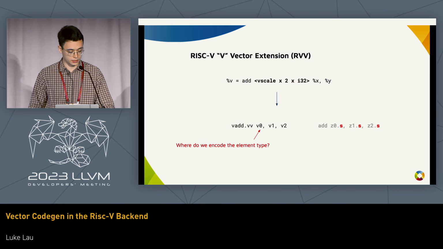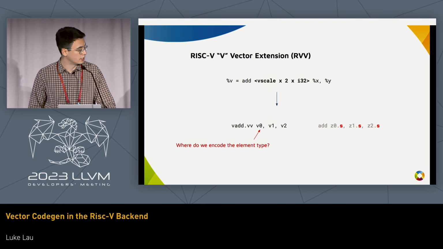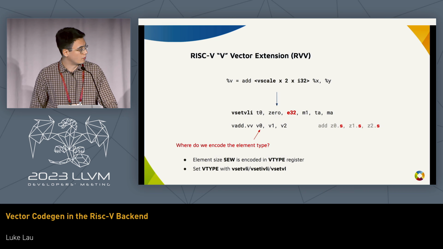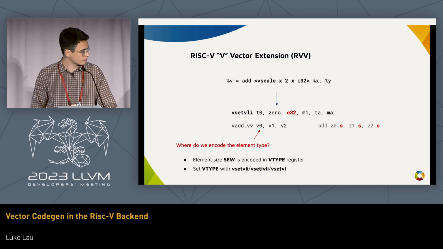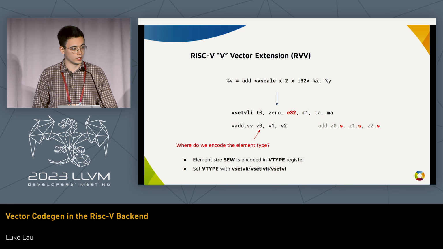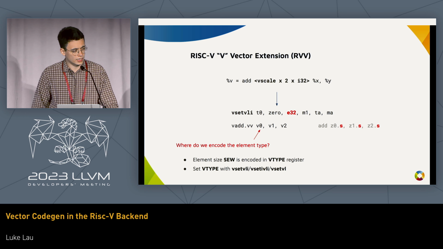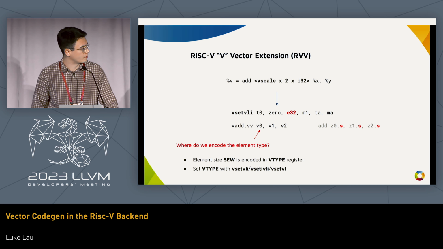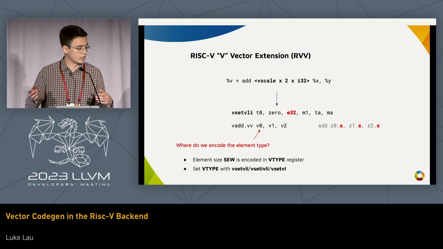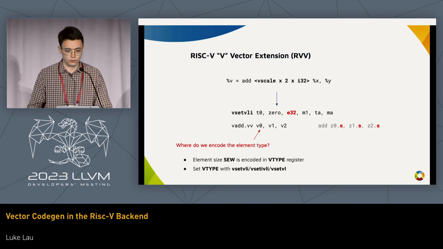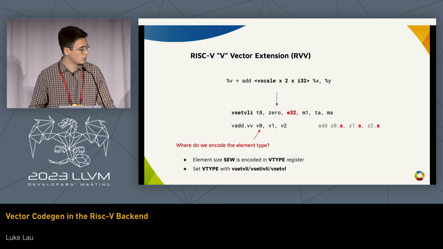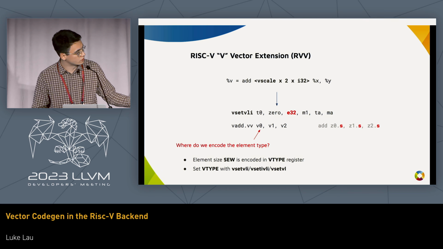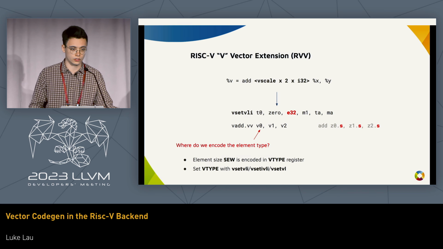Because of encoding constraints, this is actually encoded in a separate register called vtype, and we have to manually set this vtype register with this vsetvli instruction. We call the selected element width SEW, that's the size of the element, and we'll set it with this vsetvli instruction, which is pervasive everywhere. You'll see this all about the place.